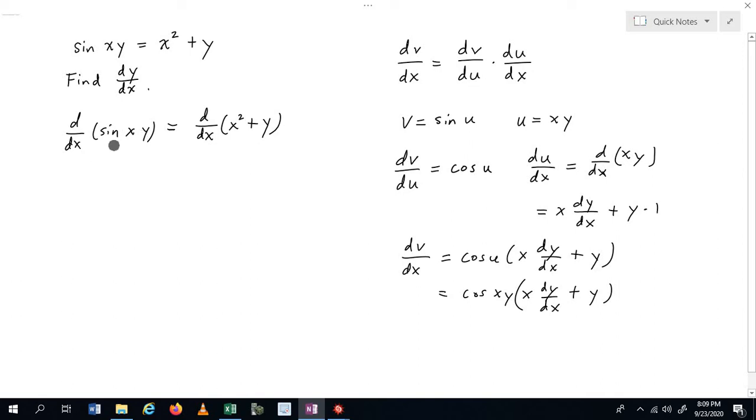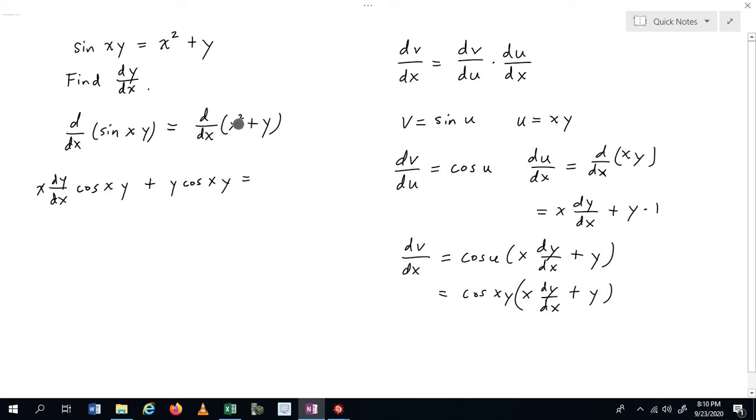Okay, and so that's the derivative of this left-hand side. In fact, I'm going to go ahead and distribute the cosine of xy to both of these. So when you distribute it, you're going to get x times dy/dx times the cosine of xy. Now remember, I can rearrange the order of multiplication. So I'm rearranging the order, and then distribute it to the y, and you get y times cosine of xy. Again, I'm rearranging the order of multiplication, which doesn't matter. Okay, so that's the left-hand side.